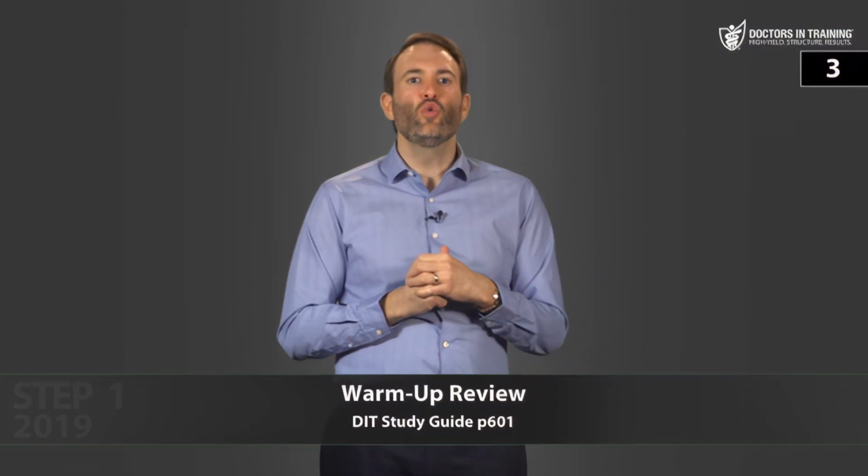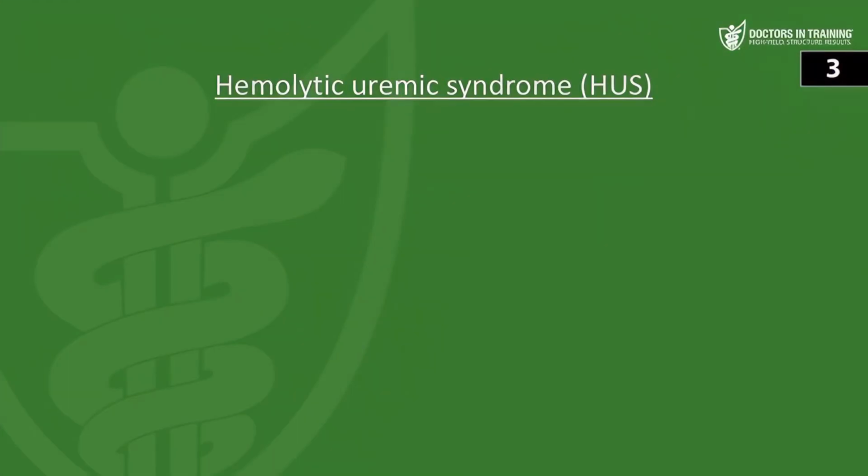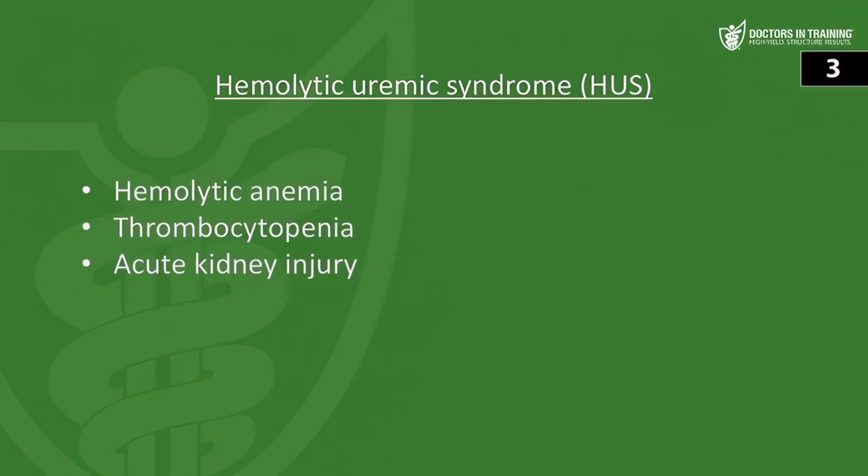Next, what is HUS? So this is hemolytic uremic syndrome, and it's associated with E. coli, the O157:H7, one of the serotypes of E. coli causing bloody diarrhea. With HUS, there is hemolytic anemia, thrombocytopenia, and acute kidney injury as well. All right, that's the end of the warm-up. Let's get to that video.